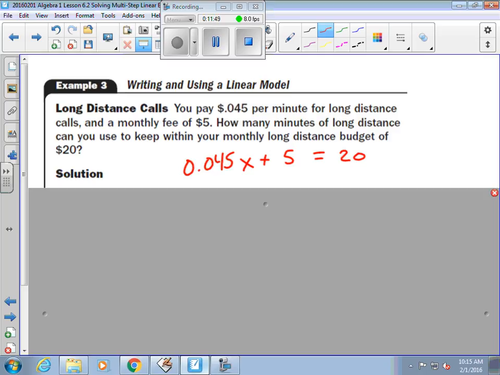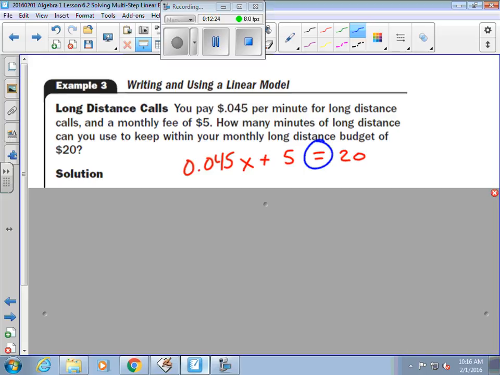4.5 cents times the amount of minutes plus the fee of $5 has to be equal to 20. The hang up that some students have is if I want to change this symbol here to where you could stay within your budget, you have to think, what does that mean? Are you capable, based on what it says up here, of spending $20.01? That's what you have to think. Can you go over $20? No. This says you have to stay below $20.